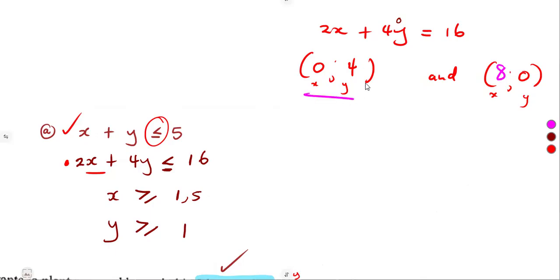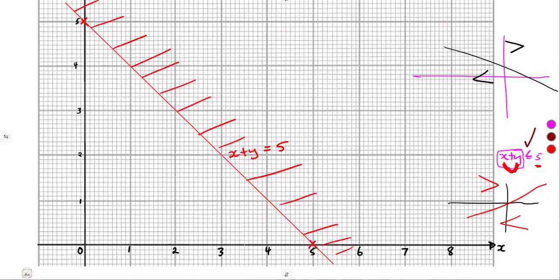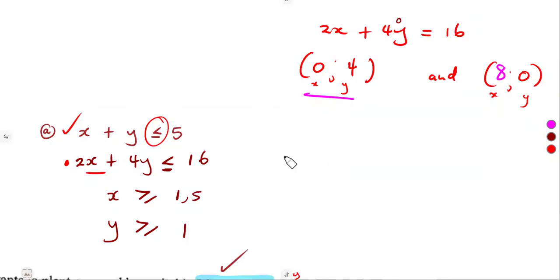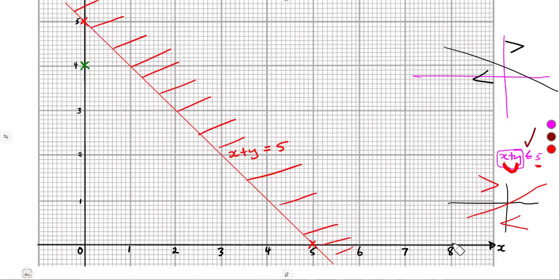So that's 0 versus 4. All right, let's mark this one, 0 versus 4. This is 0 here, and this is 4. You mark your point. And another one that is 8 versus 0, which is here. So just like the previous case, using our ruler, join the 2 points, and that's a continuous line again because of the inequality sign that we are given, less than or equal to. So it is going to be a continuous line.